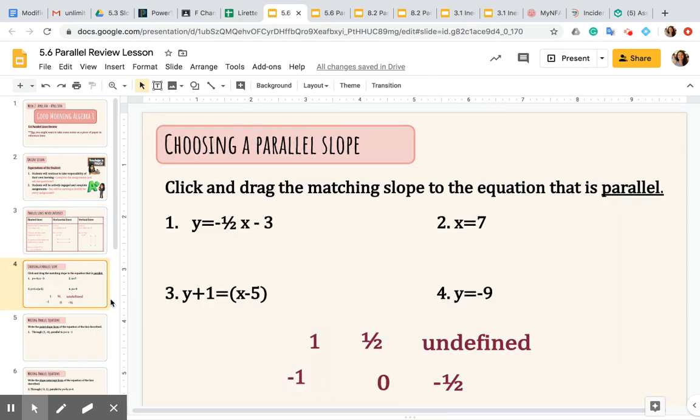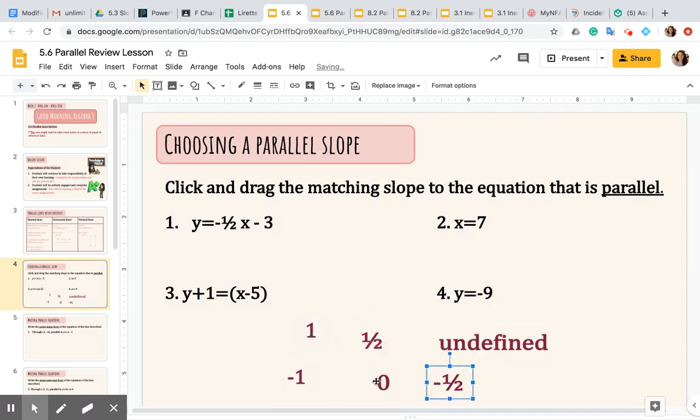So your first homework slide is going to look like this, and it's going to say, click and drag the matching slope to the equation that is parallel. So I can click on these and move them around. You'll be able to do the same thing on your homework slide. What I want you to do is read the given equation and find the slope that's going to be parallel to the slope in this equation.